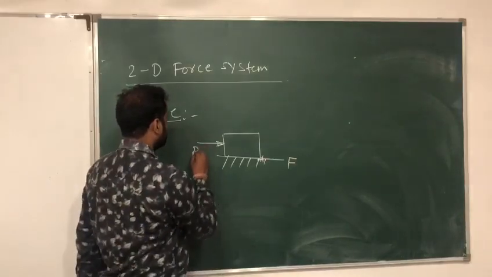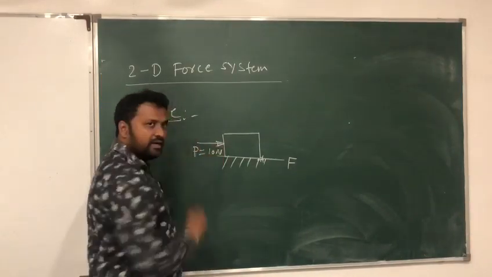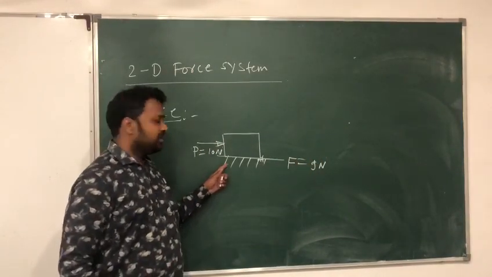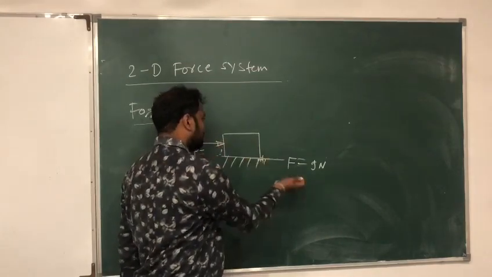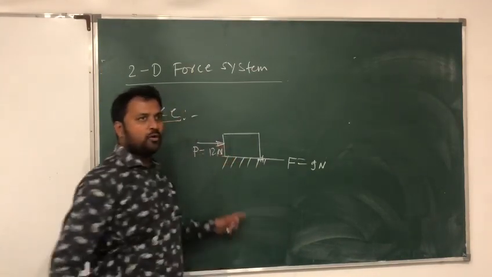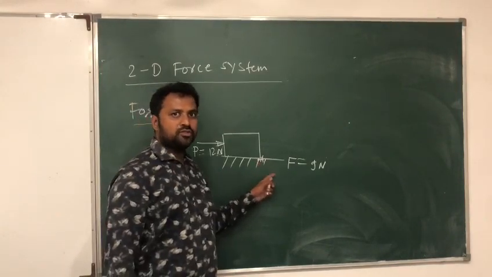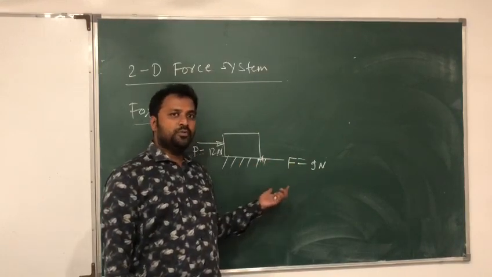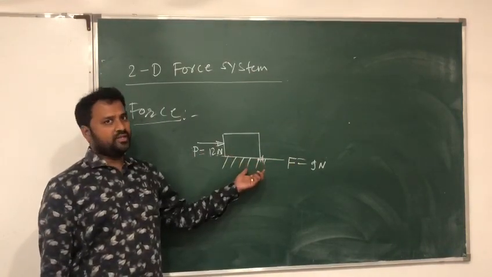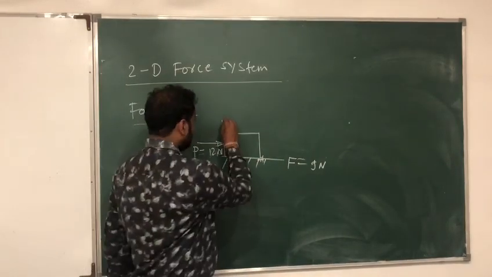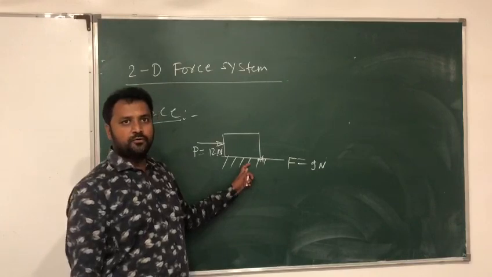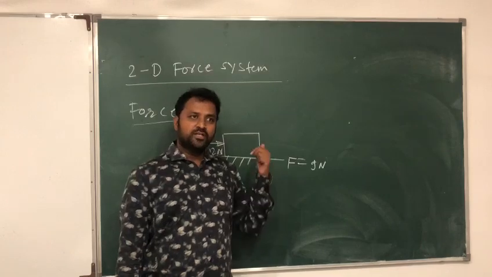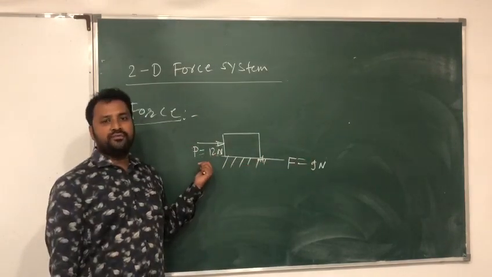Suppose here I assume the applied force is 10 Newton and the frictional force is 9 Newton, then the body will not move, the body will be stable here. Suppose this applied force is more than this, suppose this is 12 Newton, then the body will move from left to right. Okay, so force is a vector quantity which tries to change the position of the body from rest to motion or motion to rest. The unit of force is Newton, and force has three characteristics: its magnitude, its direction and its point of application.